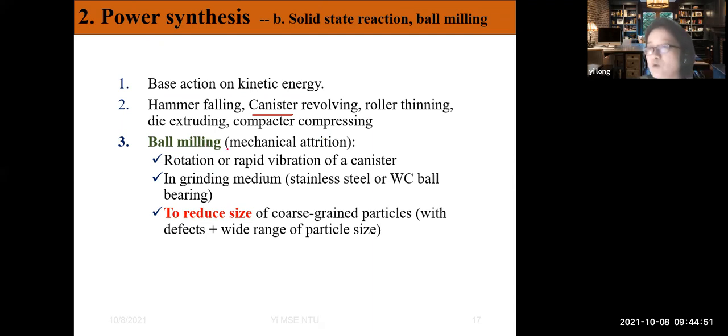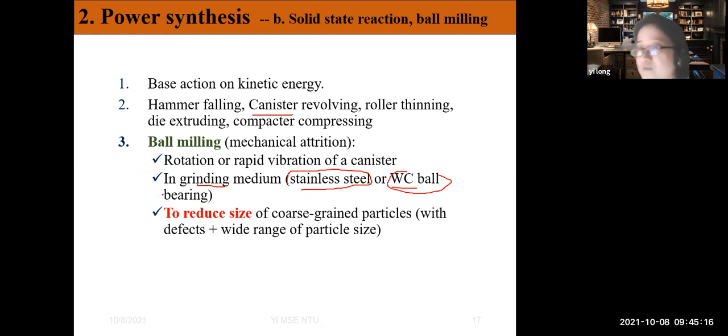So ball milling is a mechanical attrition, by rotation or rapid vibration of the canisters with the grinding media. Just now you saw, I think that one was a tungsten carbide ball bearing. The beads, we have seen the big beads. Those beads are the grinding media. Stainless steel actually is not very often used; the tungsten carbide ball bearing is more often used.